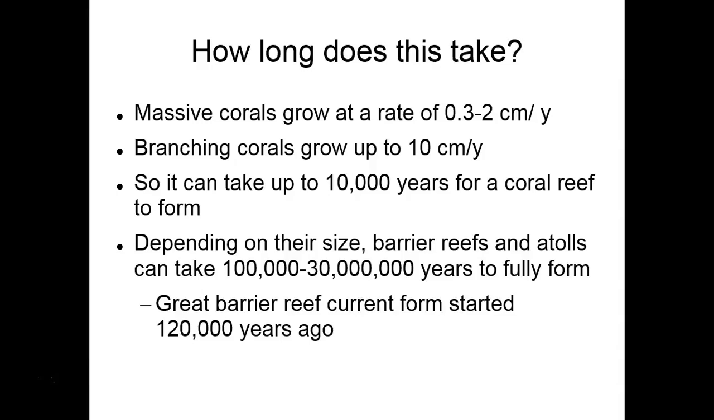And depending on their size, barrier reefs and atolls can take 100,000 to 30 million years to fully form. For example, in its current state, the Great Barrier Reef started forming about 120,000 years ago. So these are very delicate structures in our environment.